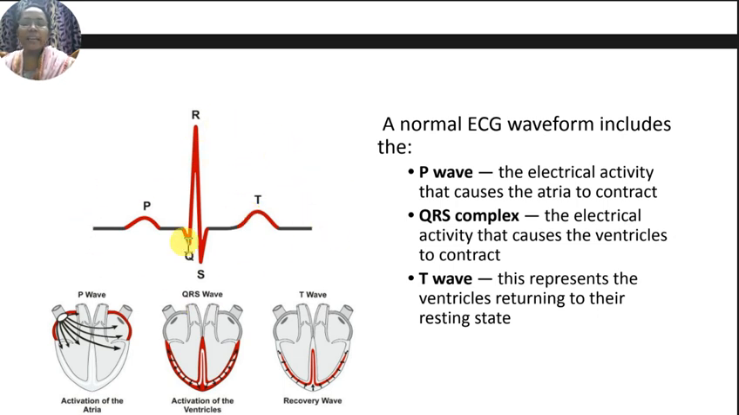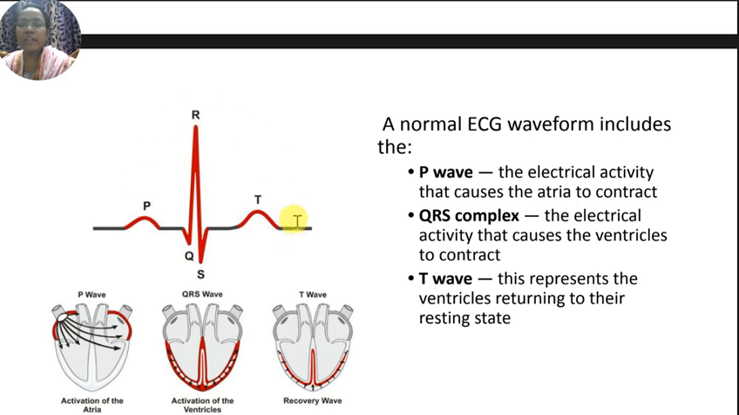Any atrial related disorder is identified by the P wave, and ventricular related problems such as ventricular fibrillation and ventricular bundle block can be identified with the help of the QRS complex. The ST segment deviation may represent myocardial infarction or other disorders. So with the help of the deviation of any of the characteristics, we can diagnose any kind of heart related disorders.